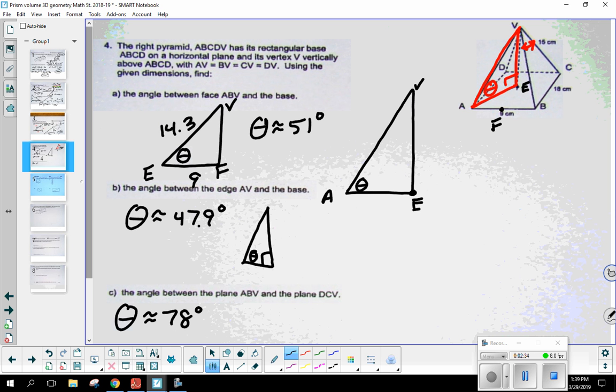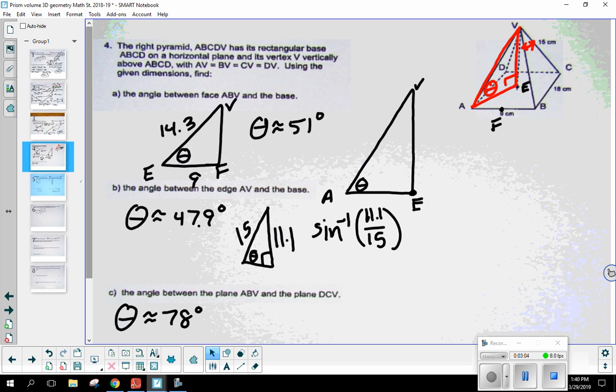Looking at the information from the previous part, we know that this angle is 11.1, and this one is 15. So this is opposite over hypotenuse, so this is sine, and then we'll need to use inverse sine. Sine inverse of... That'll get you here. So you're saying the height VE was the 11.1? Yes, sir. Perfect. Any questions?